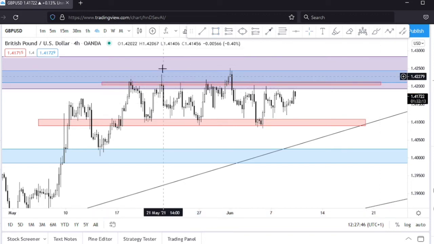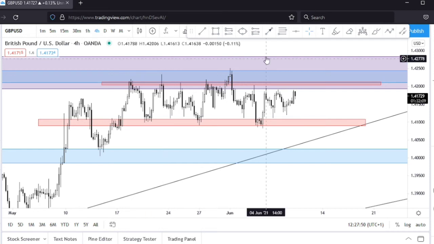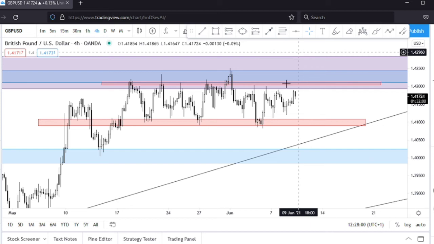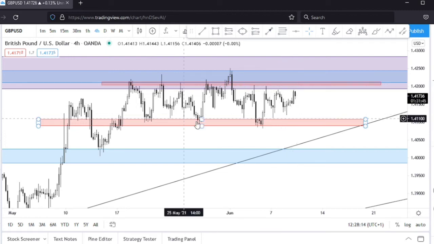So anytime price gets here, if price hasn't broken above this purple zone over here, then I wouldn't suggest you rush to buy any trades yet, because this is a resistance area. From this area to this area is a very large resistance area. So mostly price will be very erratic around this area. Currently price is ranging within these two zones.